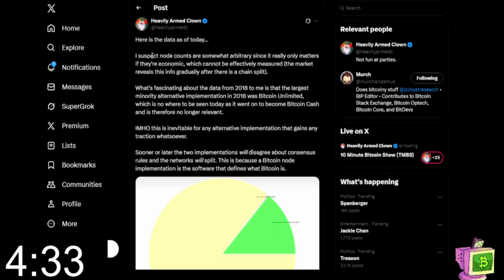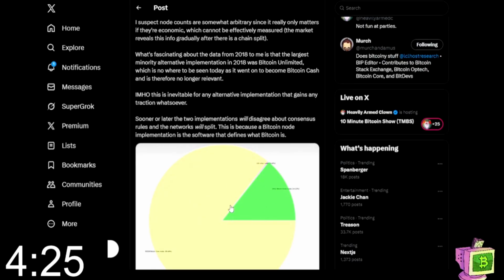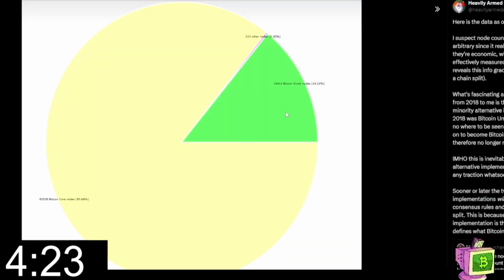I'll read this real quick. I suspect that the node counts are somewhat arbitrary since it really only matters if they're economic, and we can't effectively measure what of these nodes are economic. You know, how many of these are just being run by people aggregating data? How many of these are just empty nodes that have no wallet activity sitting on a virtual server somewhere? We have no idea.